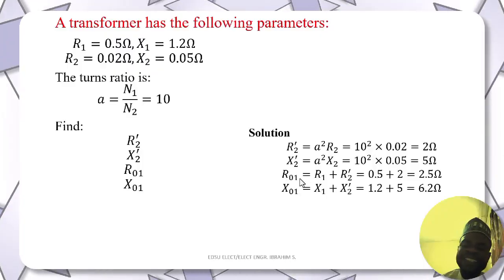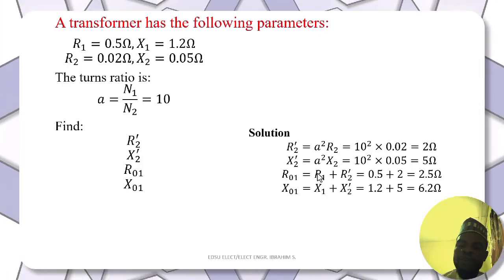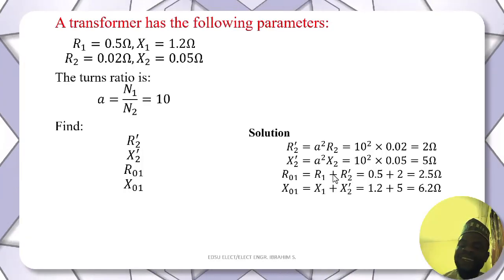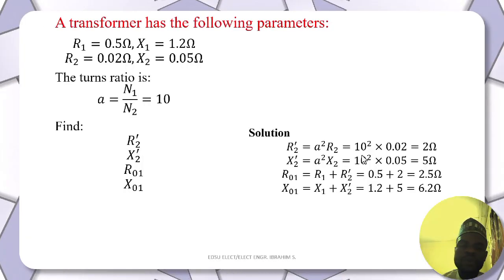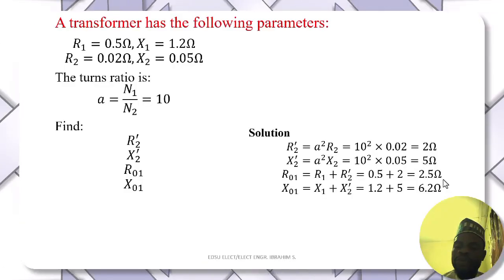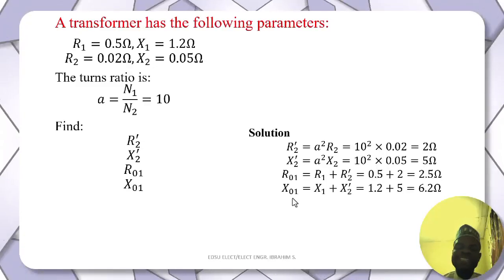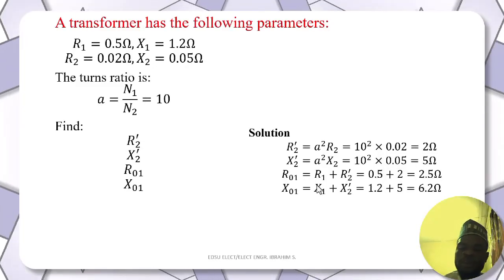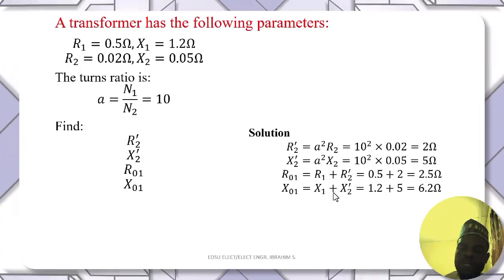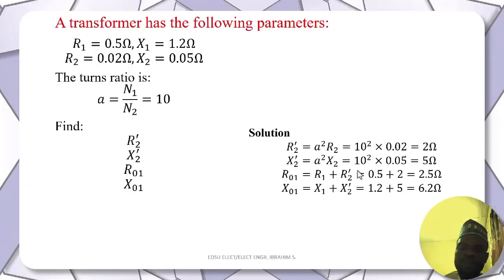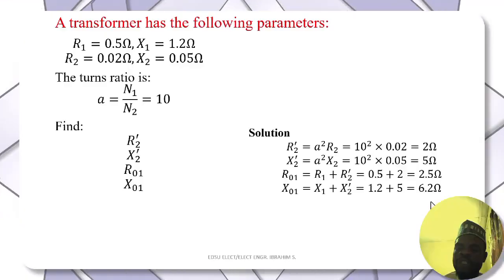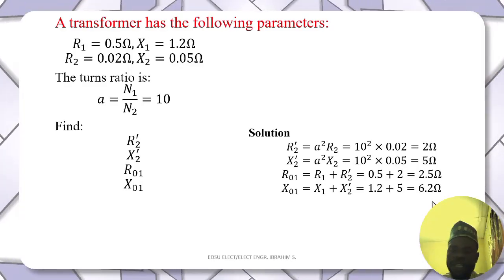Now the equivalent resistance referred to the primary is my primary resistance plus my secondary resistance referred to the primary. My R1 was 0.5, my R2 prime is 2, so I should have 2.5 ohms. My equivalent reactance referred to the primary is my primary reactance plus my secondary reactance referred to the primary. My X1 was 1.2, and my X2 prime is 5, so I should have 6.2 ohms, right?